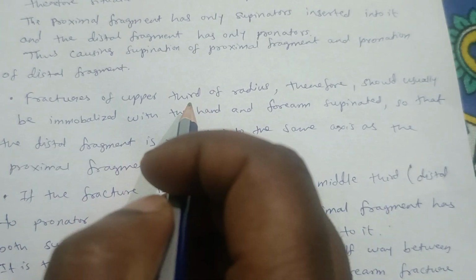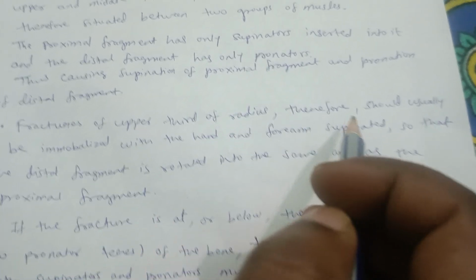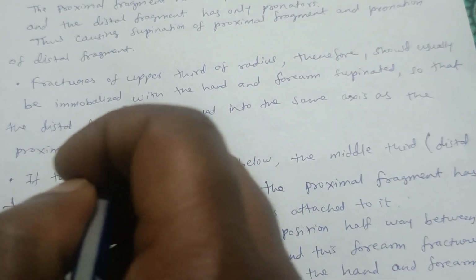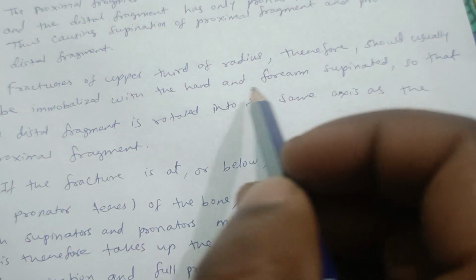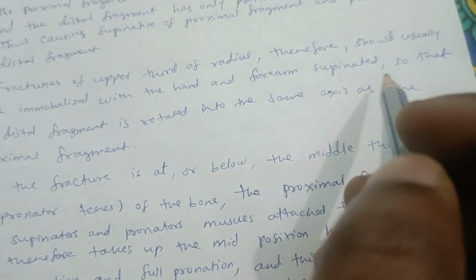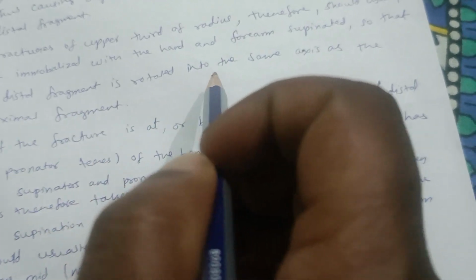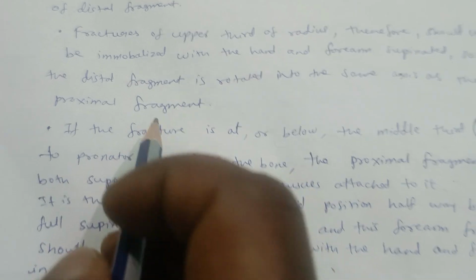Fractures of the upper third of the radius, therefore, should usually be immobilized with the hand and forearm supinated so that the distal fragment is rotated into the same axis as the proximal fragment.